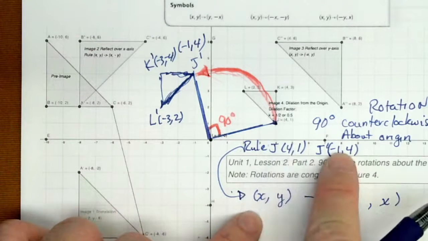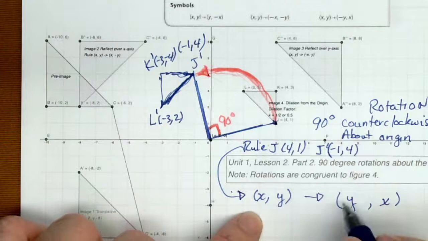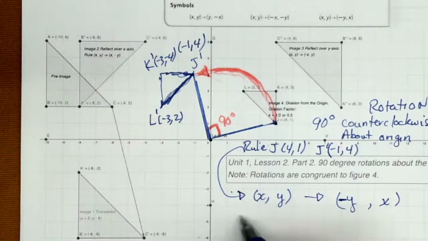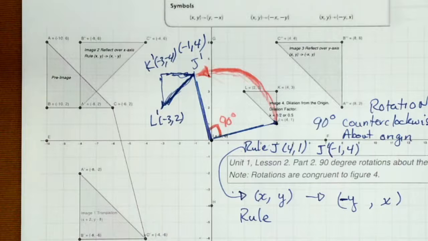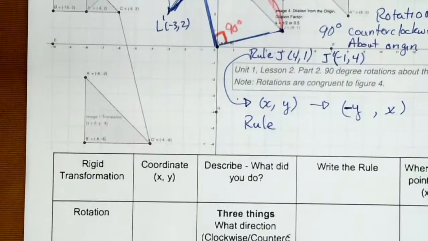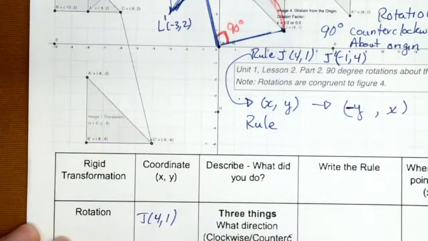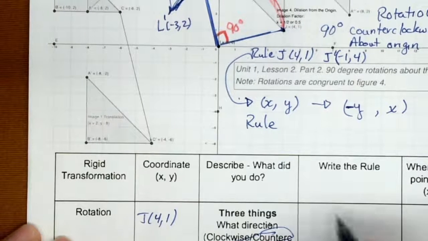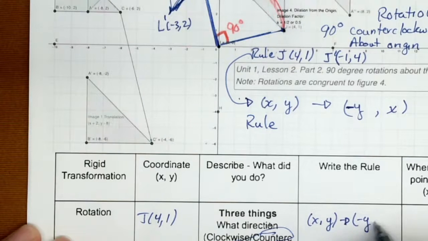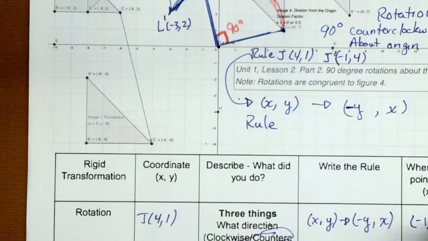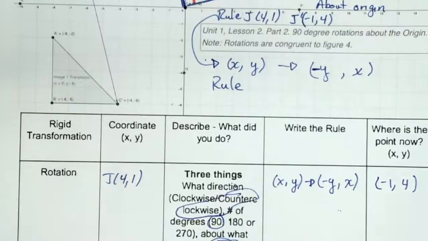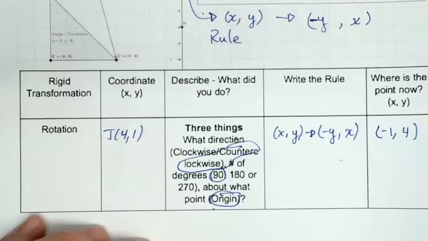And now you've written a rule for a rotation of 90 degrees. And you can just copy it down here. The coordinate was J at 4, 1. We did counterclockwise, 90 degrees about the origin, and we wrote the rule as (x, y) goes to (negative y, x). The x's and y's switched, and the point is now at negative 1, 4. Oops, I went off the page just a little bit. Sorry about that. Rule, and there you go. Make sure you call it J prime. Okay, and that's it.